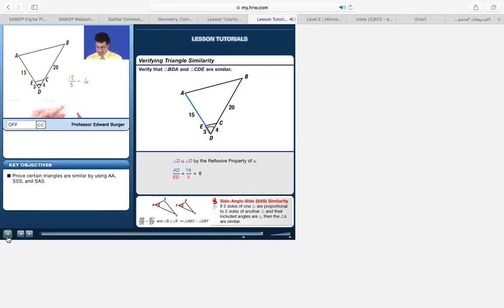Now, is that the same ratio as big is to small here? Well, big is 20 plus 4, which is 24, to small 4. And that works out to be 6. Yes, they're the same. Since they're the same, these sides are proportional. And so by side angle side, these two triangles, the large one and the small one, are in fact similar.